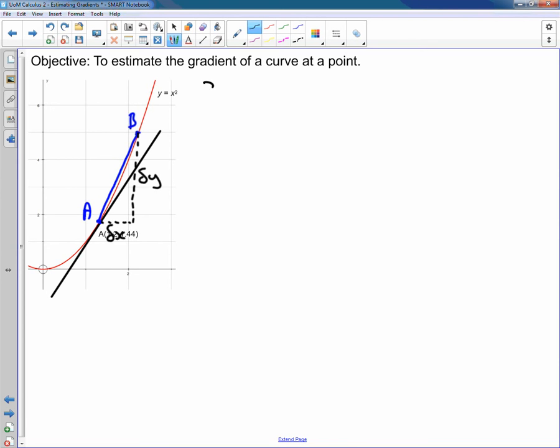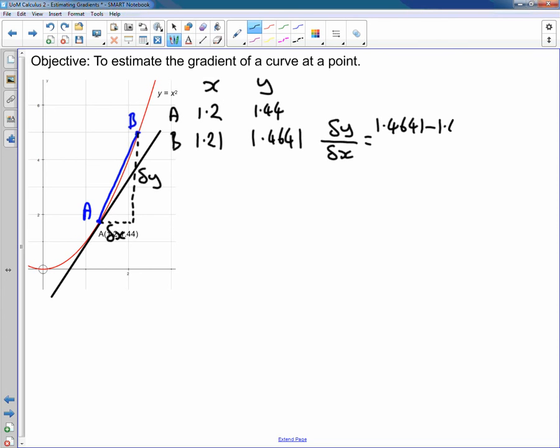So at point A, x is 1.2 and y is 1.44. Now we've said that delta x and delta y are small changes in x and y. So let's say we go across just 0.01, so that B will be at 1.21, and so its y coordinate will be 1.4641. So it gives us the gradient of our chord, delta y over delta x, it's going to be 1.4641, take away 1.44, divided by 1.21, take away 1.2, which comes out to be 2.41.